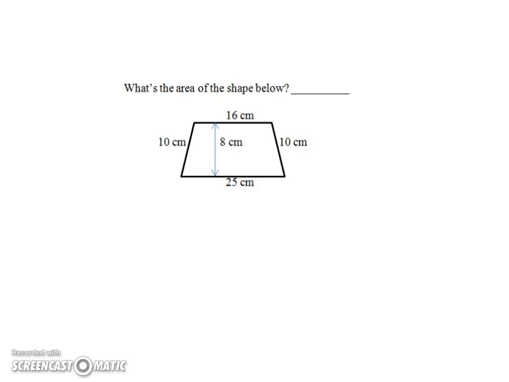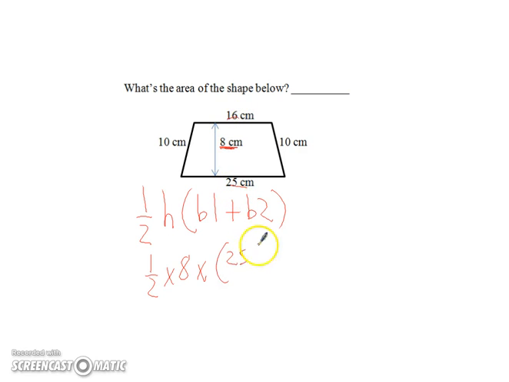Last one, area of this shape, and it's a trapezoid this time. Remember, this is the weird formula. 1/2 height times parentheses, base 1 plus base 2. So I just start putting numbers in. 1/2 times my height, remember it's straight up and down, that's 8, times my numbers in parentheses, doesn't matter which one's base 1 and base 2, it's the bottom and the top, 25 plus 16. I'm going to add the parentheses first because that's what I do in order of operations. 25 plus 16 is 41.